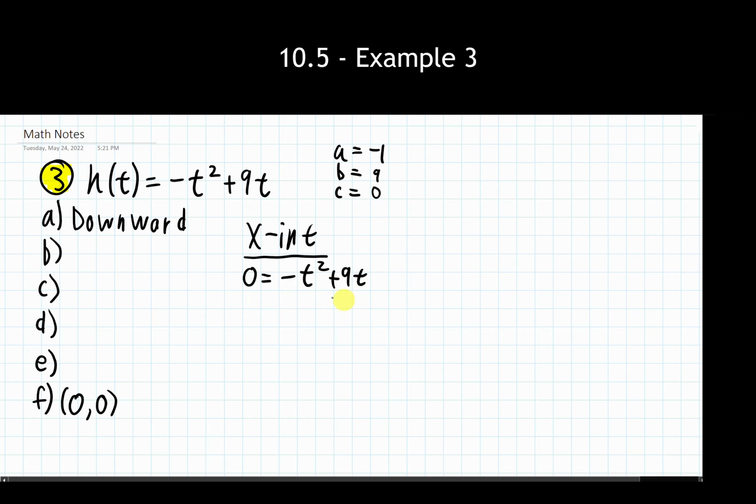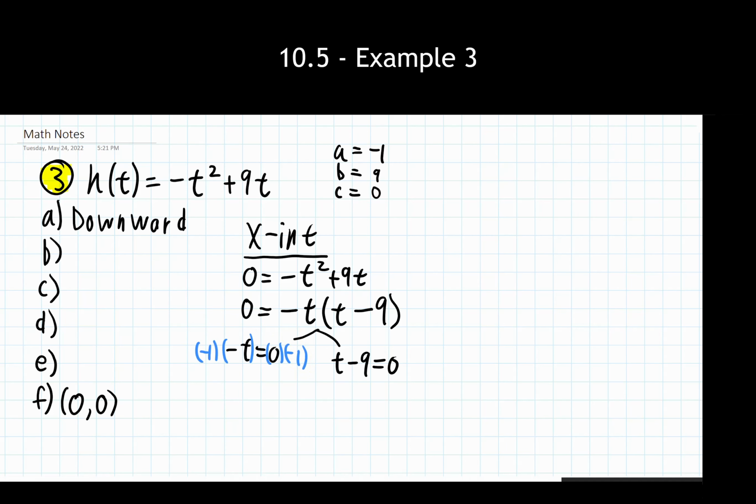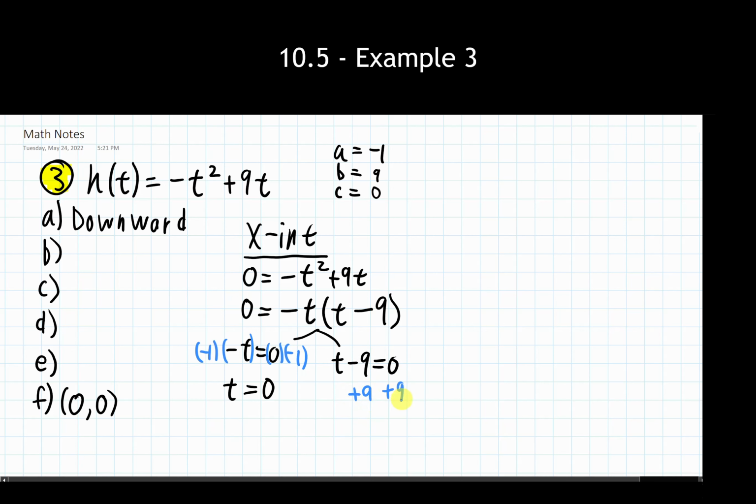I can split this apart into the instance where negative t equals 0 and the instance where t minus 9 equals 0. Now, my first one, I don't want negative t, so I'm going to just multiply both sides by -1. You could also divide both sides by -1. That will do the exact same thing. We should be getting t is 0 for our first one. Okay, what about the x-intercept over here? Or I guess the t-intercept, but same idea. I'm going to be adding 9 to both sides. I'm getting t is equal to 9.